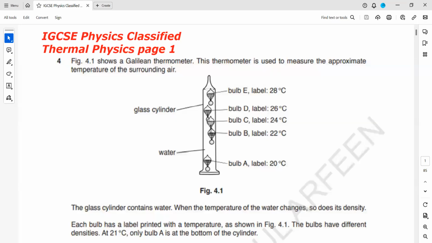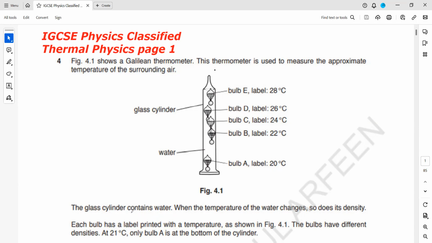So this one is a classified paper on thermal physics. We'll solve the question from this. In the figure, 4.1 shows a Galilean thermometer. This thermometer is used to measure the approximate temperature of the surrounding air.